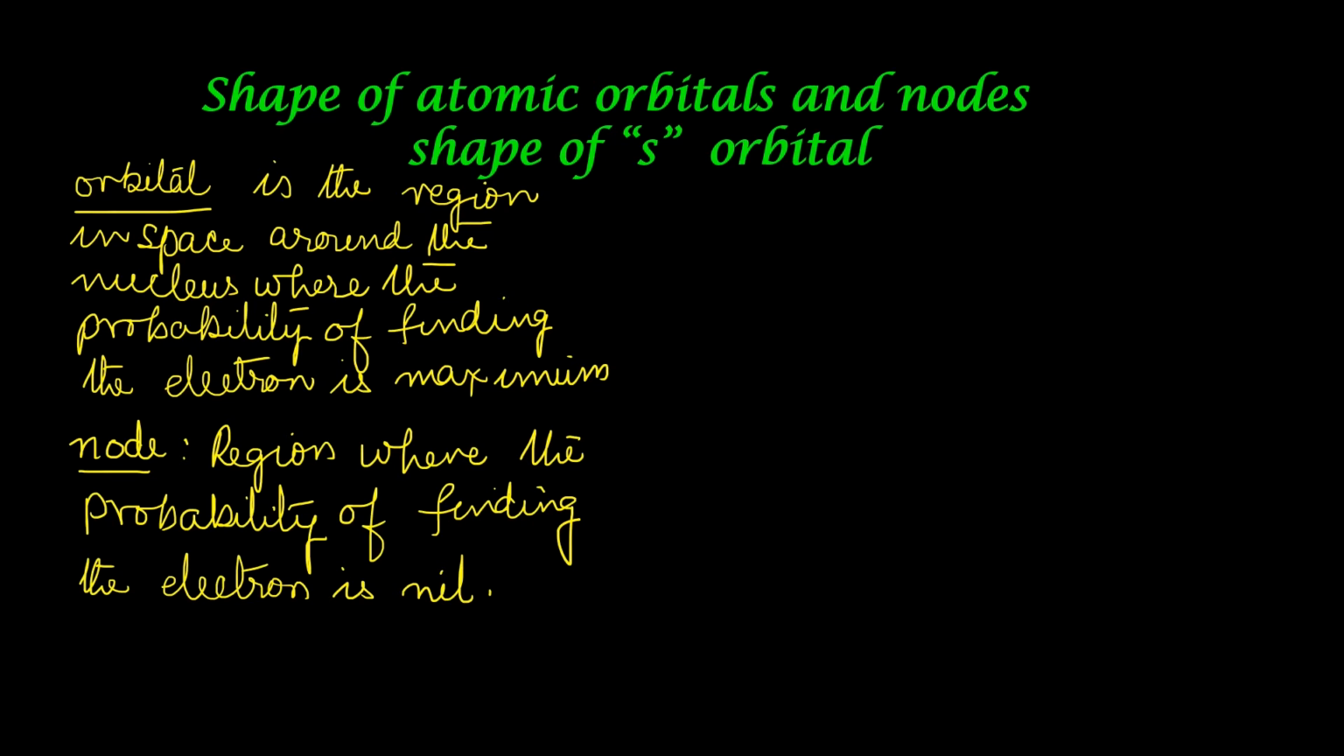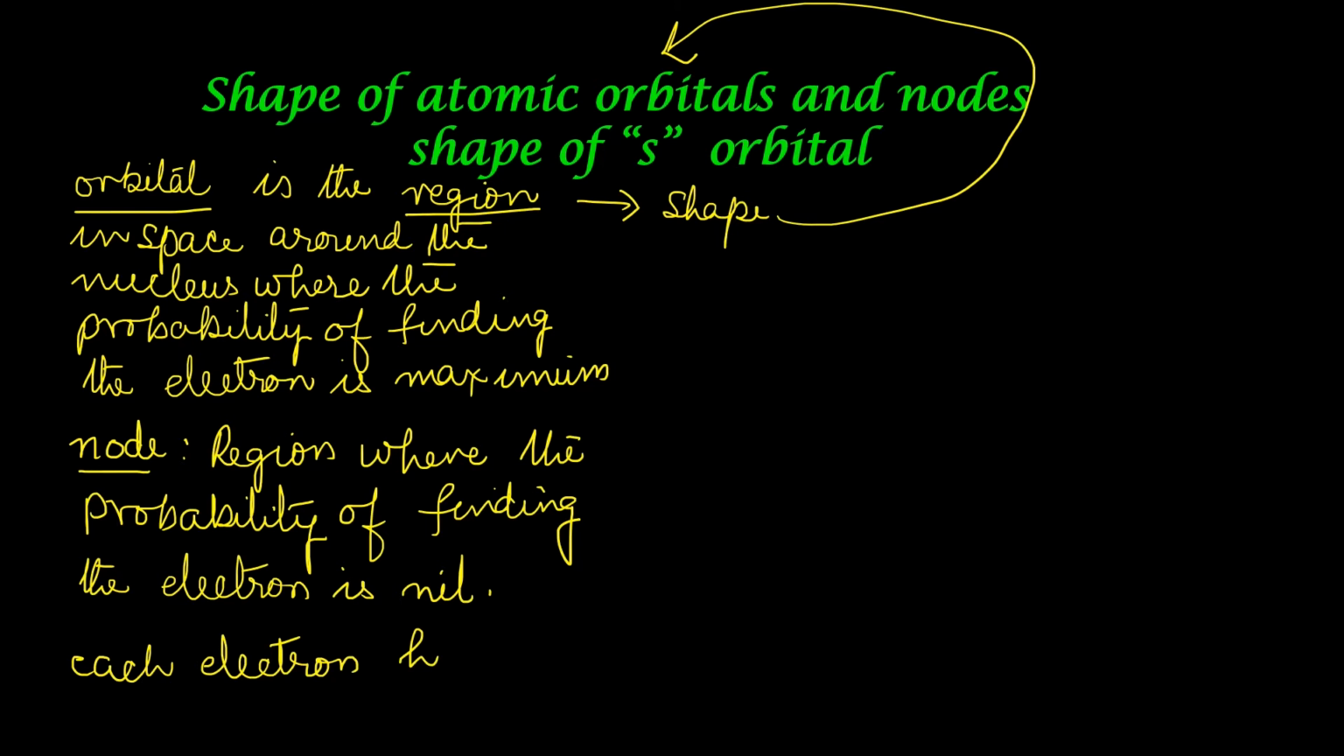So the electron is going around the nucleus in a region in space. So we have to understand the shape of this region. That is what we mean by shape of atomic orbital. How do scientists get this shape? It is obtained from the value of the wave function. Each electron has a particular energy and it is decided by its wave function.